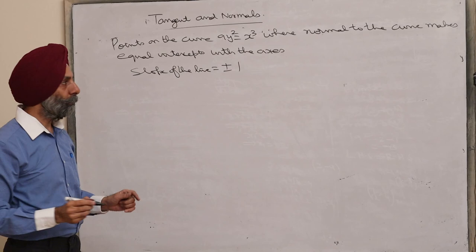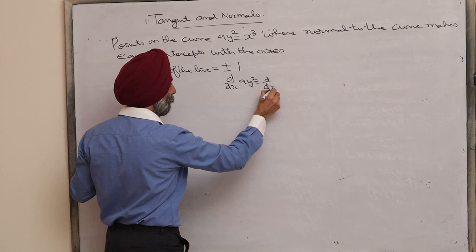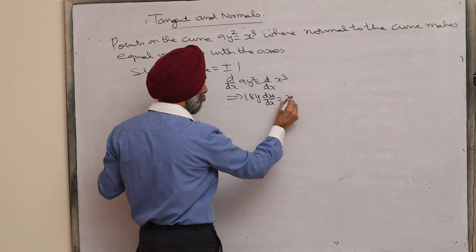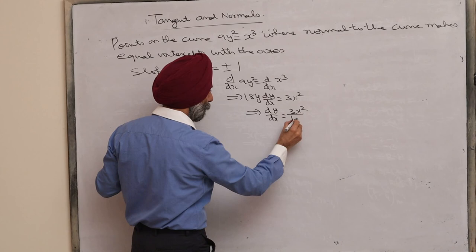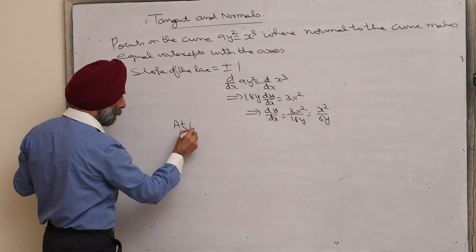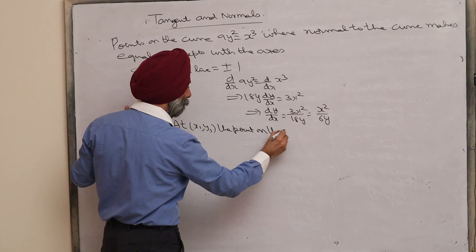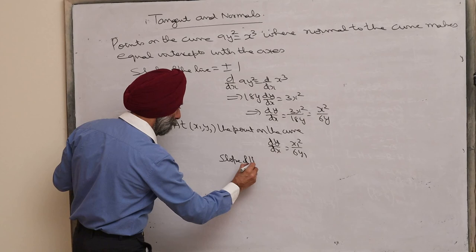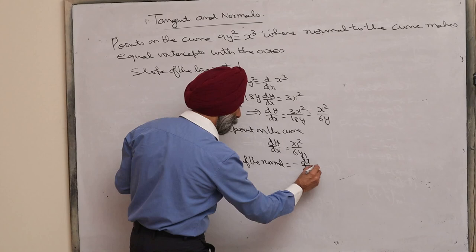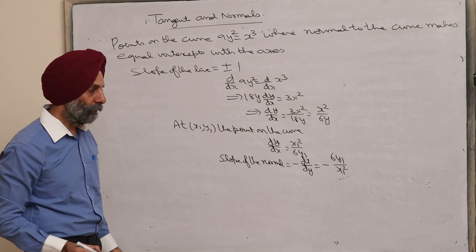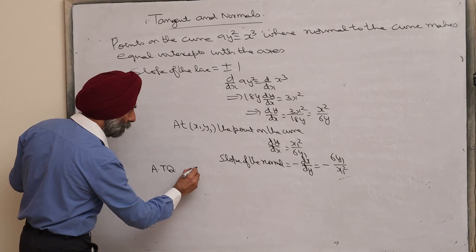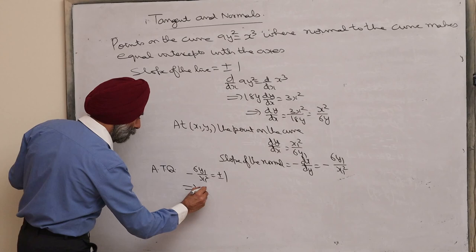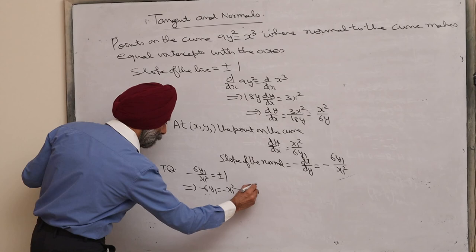First of all, d/dx of 9y² is equal to d/dx of x³. This implies 18y dy/dx = 3x², so dy/dx = 3x²/18y, which is x²/6y. Now at the point (x1, y1) on the curve, dy/dx = x1²/6y1. The slope of the normal is −dx/dy, which is −6y1/x1². According to the question, −6y1/x1² = ±1. So −6y1 = −x1², which implies x1² = 6y1.